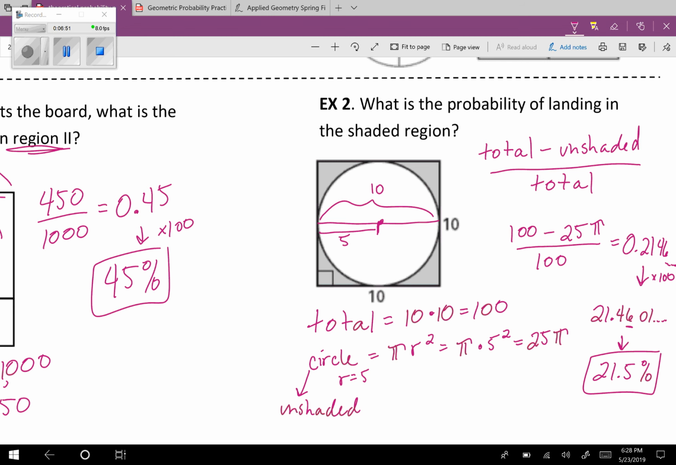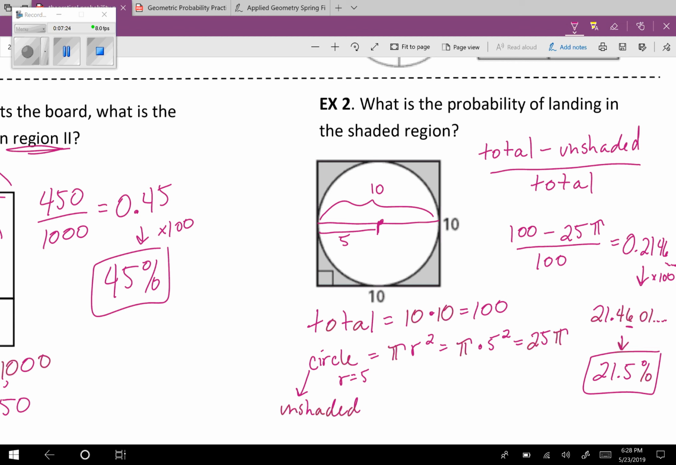So whenever you have all your area ones, just plug in the expression like this, especially when you have pi. Get that decimal, multiply it by 100, and then round it off to the nearest tenth. So that's how we're going to do our answers for geometric probability. I want you to get me percents, because otherwise we're going to get weird decimals or weird fractions. So just do the percents.